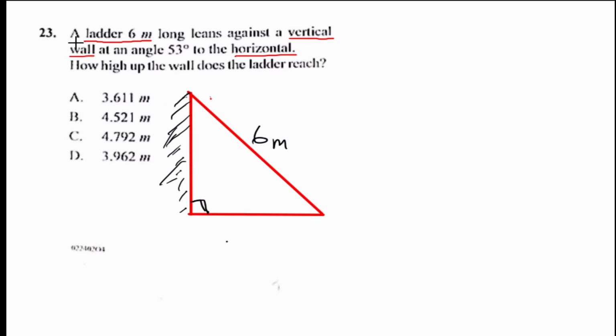And the question says a ladder 6 meters long leans against a wall at an angle 53 degrees with the horizontal. So this is the ladder and this is the horizontal, and the angle between them is 53 degrees. Now, how high up the wall does the ladder reach? So that means that this part of the ladder to the ground, what is the height? That is just what the question is looking for. So let me call here h to mean the height.